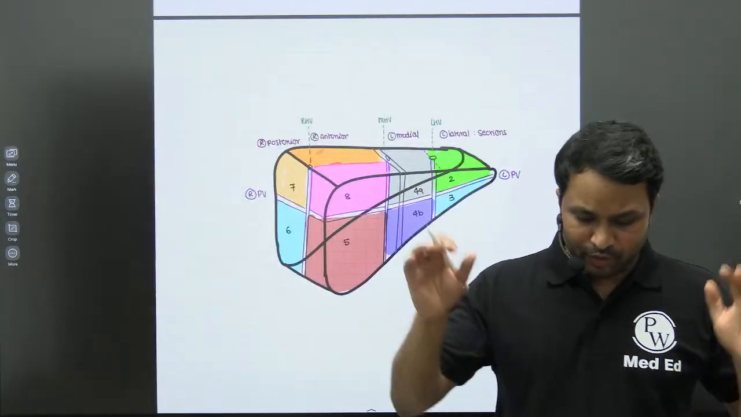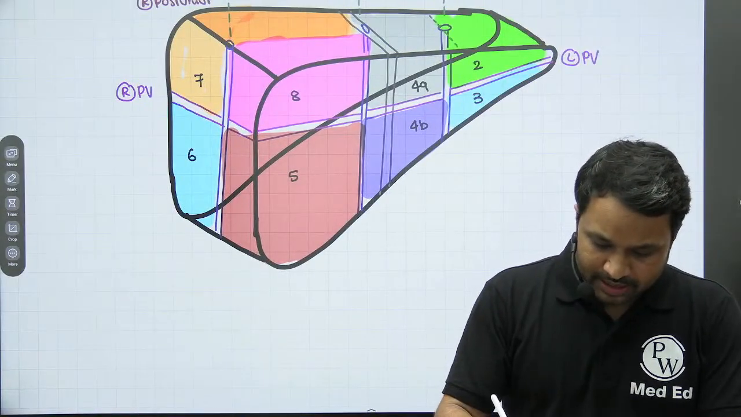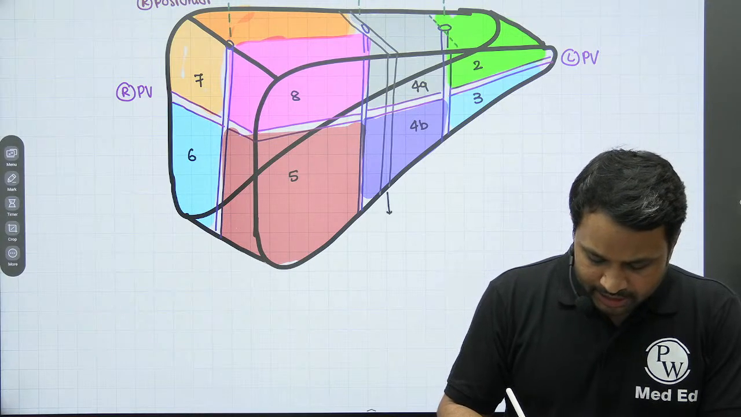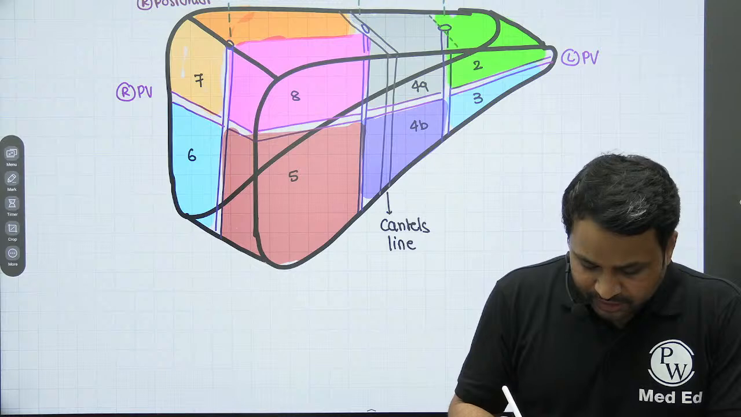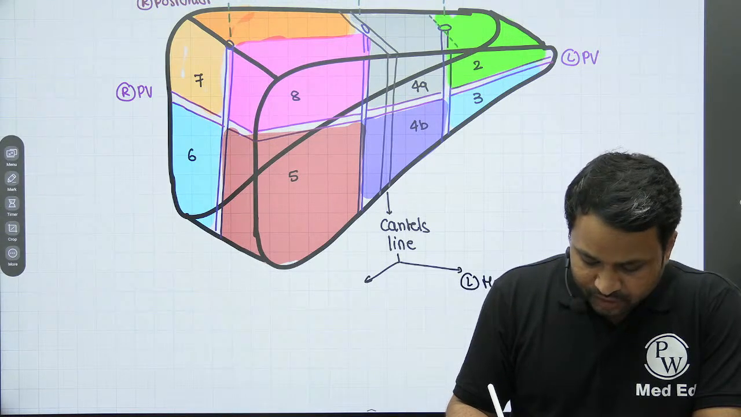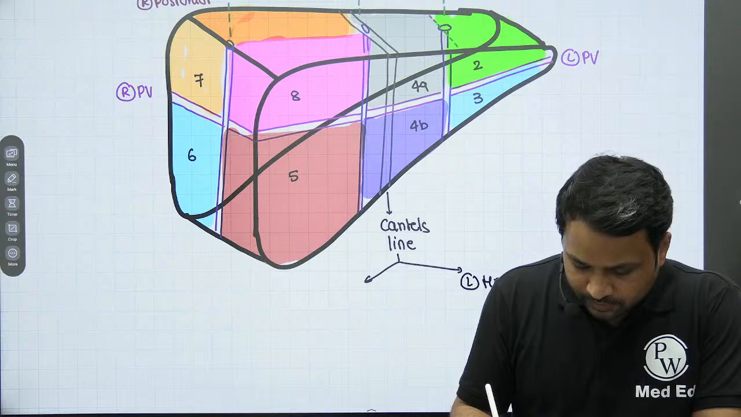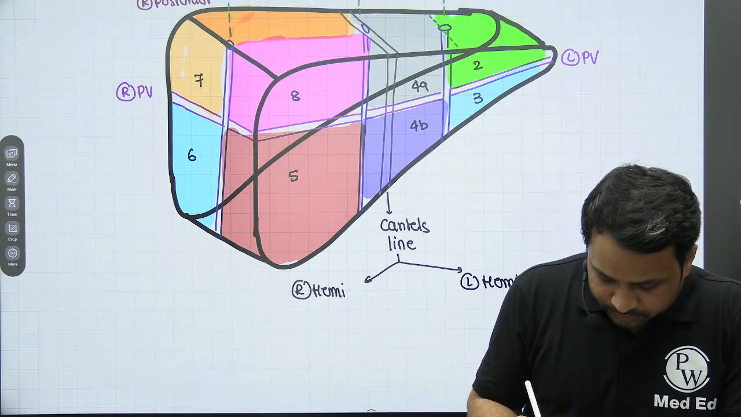Now, if you are well versed, इतना max to max पूछ लेगा ना, ये जो central में line जा रही है, ये कौन सी line है? ये हो जाएगी आपकी Cantlie's line. So what does Cantlie's line do? It divides the liver into two halves, the left hemi liver and the right hemi liver. तो ये आपका left hemi liver हो गया और ये आपका right hemi liver हो गया.